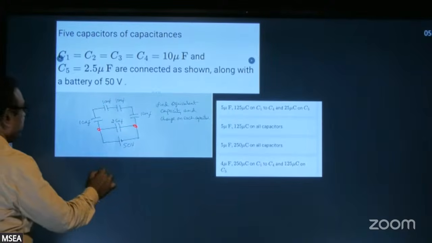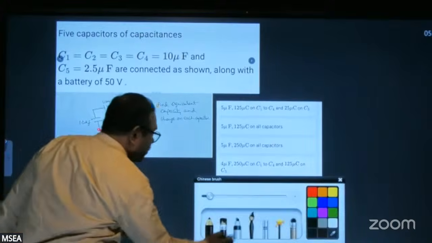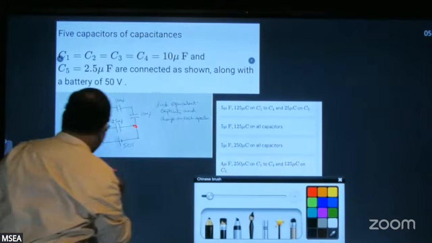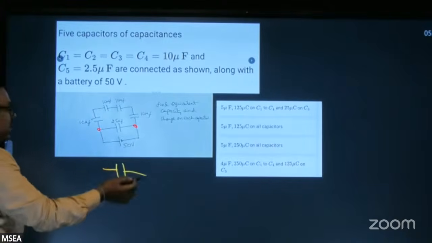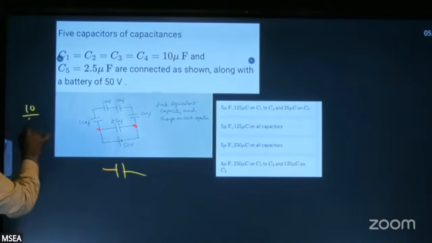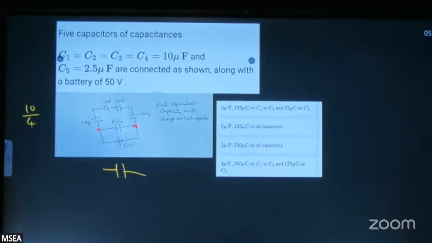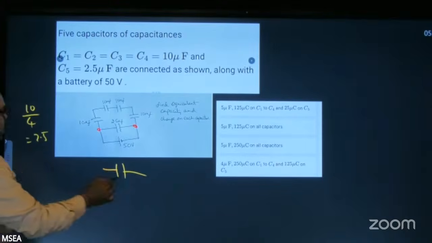So what do you get? This becomes, okay, I'll change the color. Yes, 10, 10, 10, 10. 4 capacitors of 10 are connected in series means what? 10 by 4. If n capacitors, each of capacitance C, are connected in series, the effective capacity is C by n, which is equal to 2.5.